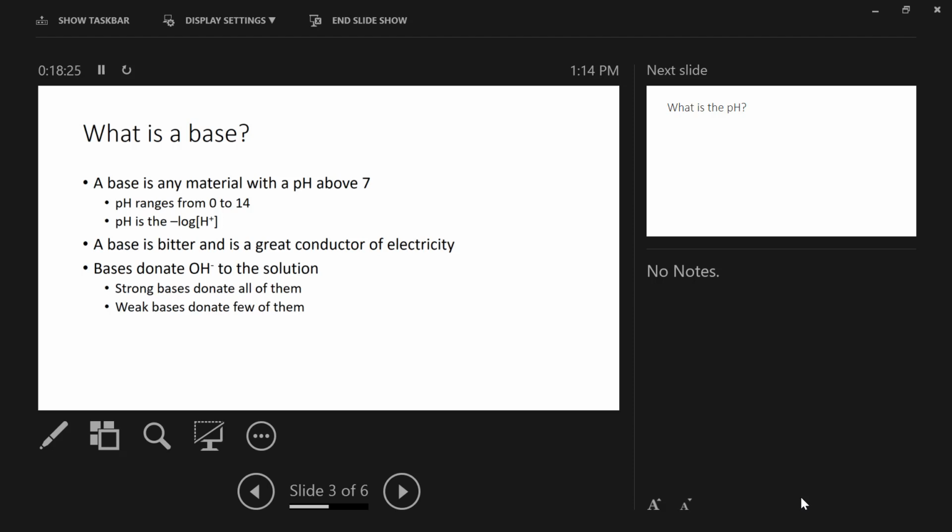Do you neutralize an acid with a base, or do you neutralize a base with an acid? I think you neutralize an acid with a base.